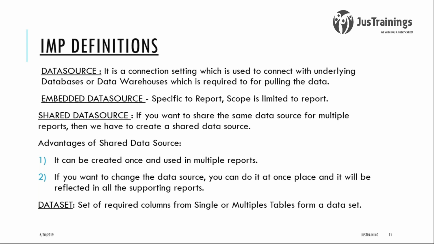For connectivity purposes, we use a data source. For getting the required columns, we use a data set. So three things you have to understand. What is a data source? This is the first point. For pulling the data from the database, we use a data source. It is a connectivity component. And the next one is, what is a data set? To get the required columns from a single table or multiple tables, we use a data set.